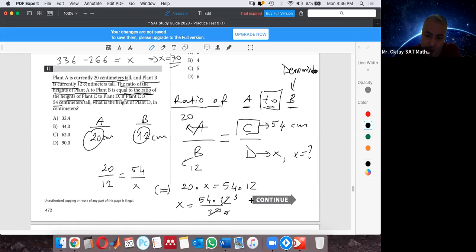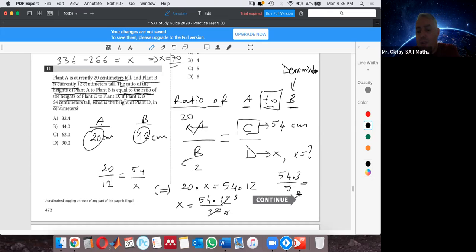I can't do it. It is enough. 54 times 3 divided by 5. So I am using my calculator now. 54 times 3 divided by 5 equals 32.4.